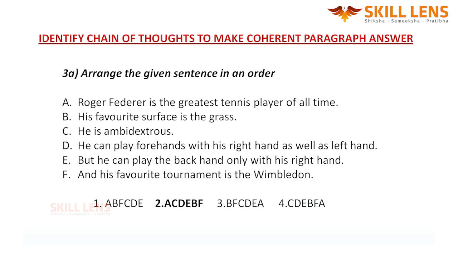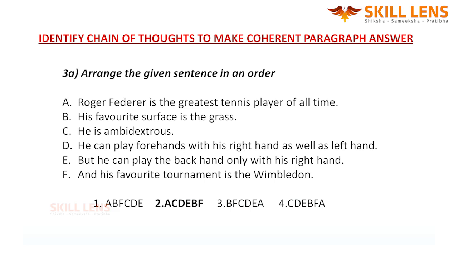Here, if we look at the sentences, you will come across A. Roger Federer is the greatest tennis player of all time. This is a general statement made. This is also an independent statement. Here, we are introducing the concept, the logic that we are going to discuss in this paragraph. Roger Federer is the greatest tennis player. He does not need any supporting statement also. As such, we begin our paragraph with sentence A.